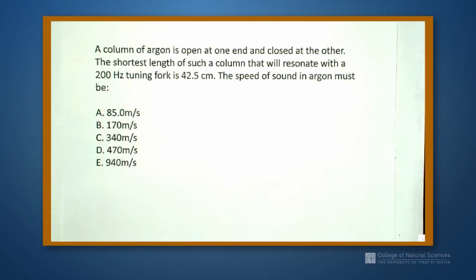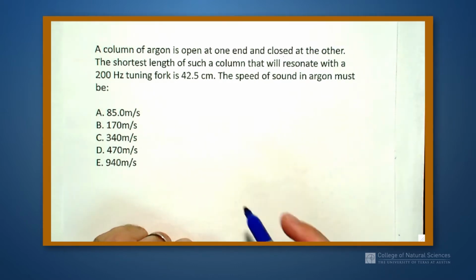In this problem, we have a column of argon that is open at one end and closed at the other end. The shortest length of such a column that will resonate with a 200 Hertz tuning fork is 42.5 centimeters. We want to know what the speed of sound is in argon.